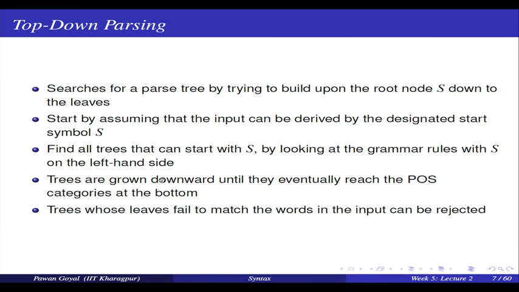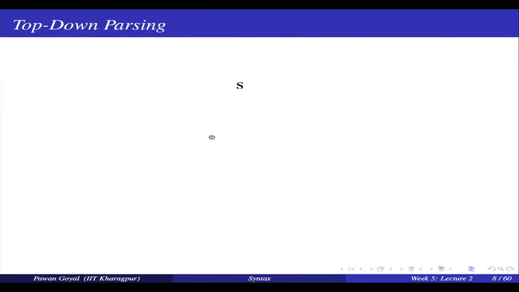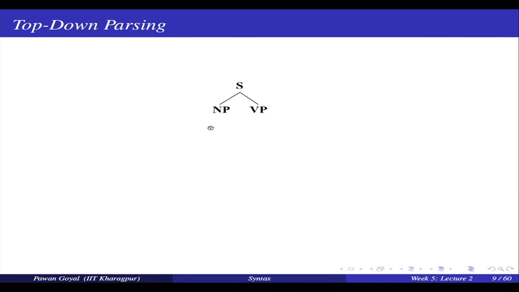And if there is any tree where the part of speech categories are not matching the words at the leaf nodes, you will reject that tree. Okay, so let us see. I am starting with S. Now what is my first rule? What are the different rules from S? The first rule says S can go to NP VP. So I will try to explore that path. S can go to NP VP.